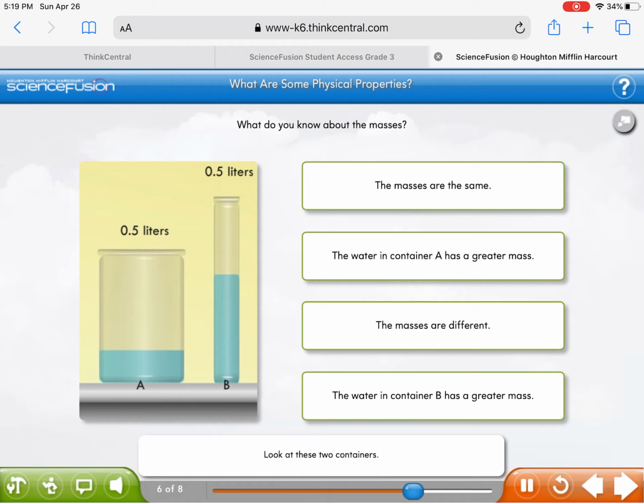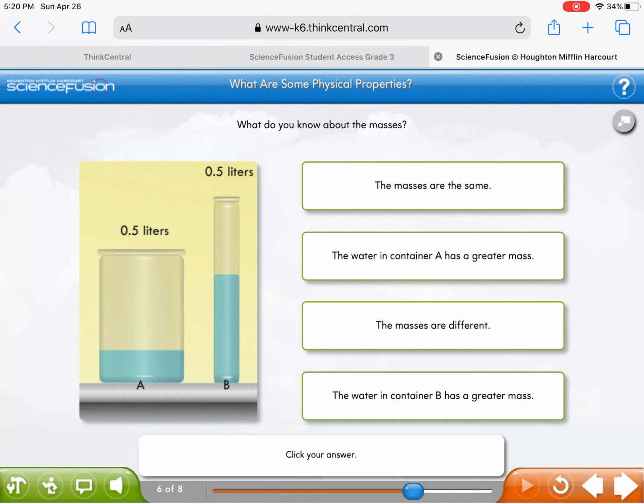Look at these two containers. They each contain water. What can you tell about the mass of the water in each container? Click your answer. So volume A, the first container, has 0.5 liters, so half a liter of water, and group B has 0.5 or half a liter of water. So which one has more? If we're comparing them with a greater than, less than, or equal to sign, what would you say for the two numbers? 0.5 is greater than, less than, or equal to 0.5.